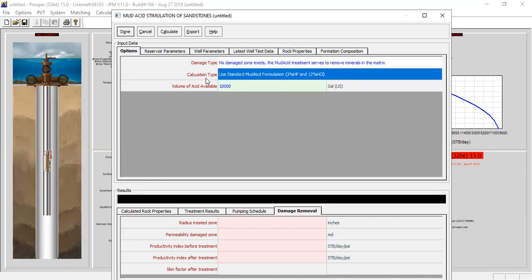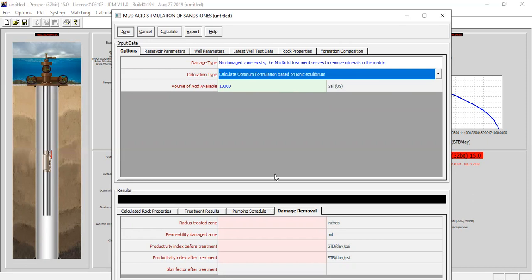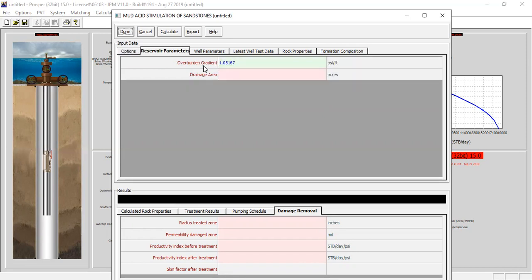All right, calculation type, open the drop down, calculate optimum formulation based on ionic equilibrium. Interesting. And volume of acid available, let's say 10,000 in gallon. All right. And for the reservoir parameters, overburden gradient, you can follow me or you can follow the default number. And the drainage area, for example, 500 acres. All right, drainage area of our well.